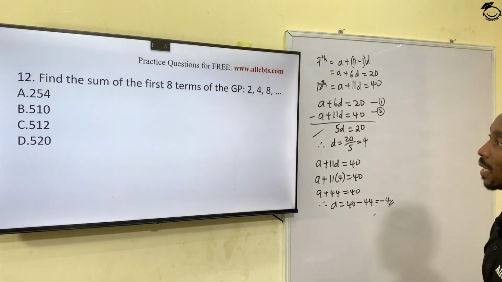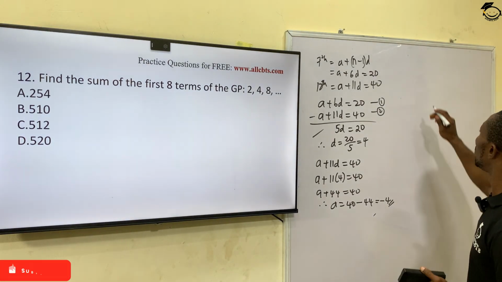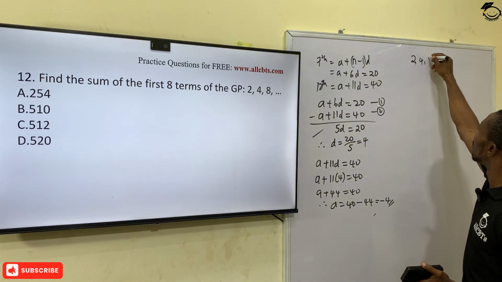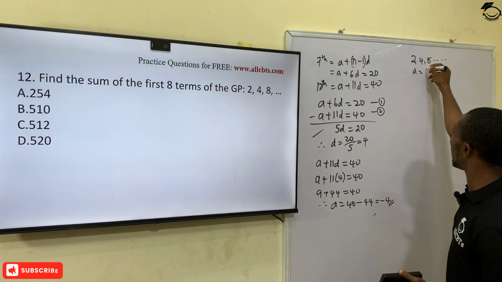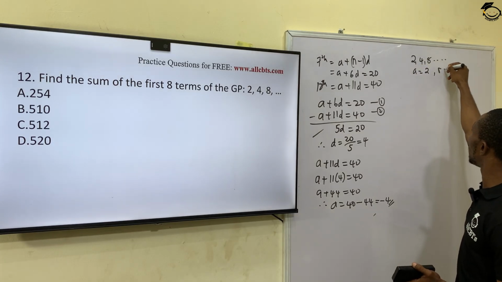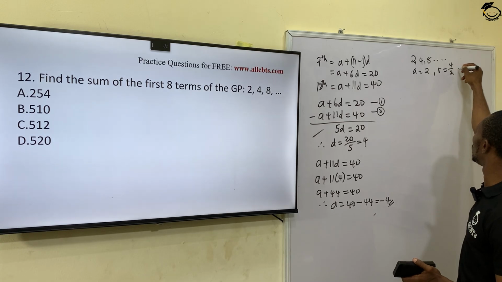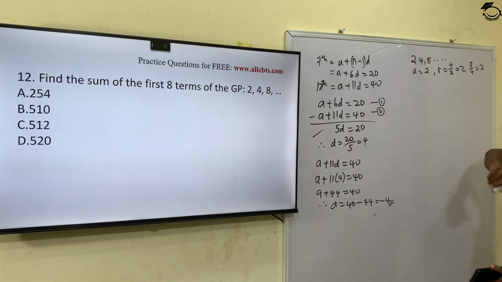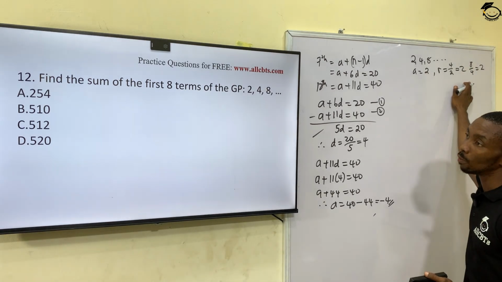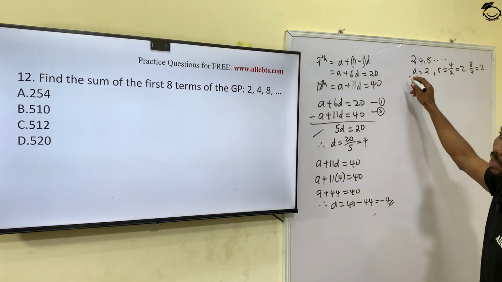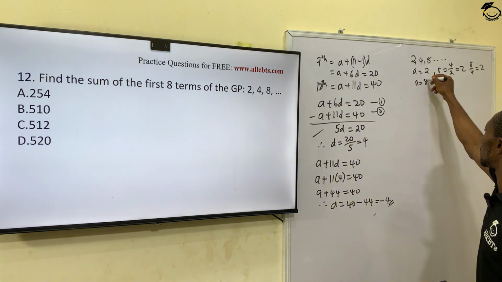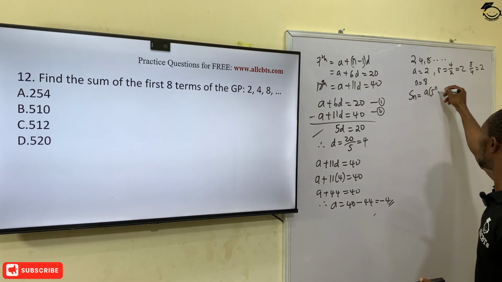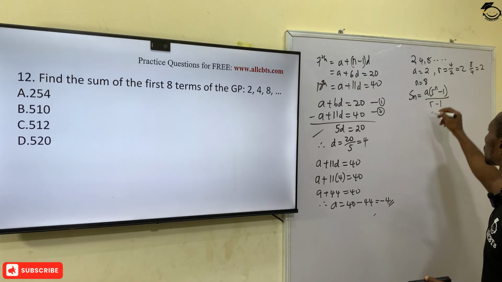Find the sum of the first 8 terms of the GP. Now, for us to find our GP, we have 2, 4, 8, and so on. Our first term A is 2, and our common ratio here will be 4 divided by 2, which is 2, or 8 divided by 4, which still gives us 2. So our common ratio here is 2. Now, for us to find the sum of the first 8 terms, our n is 8. So we have Sn equals A(R^n minus 1) all over R minus 1.